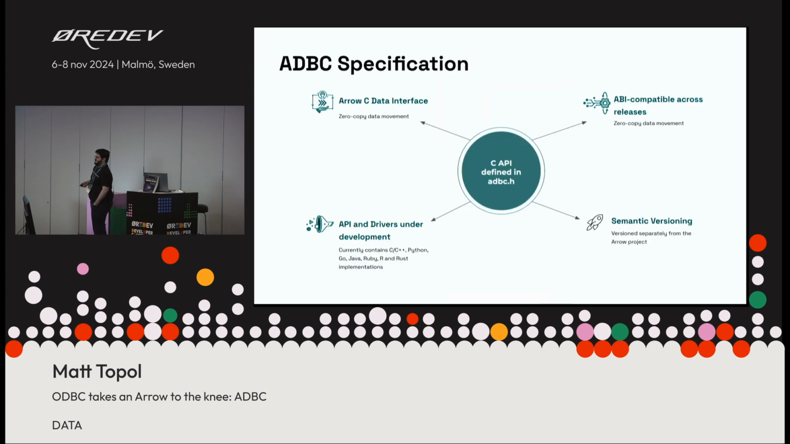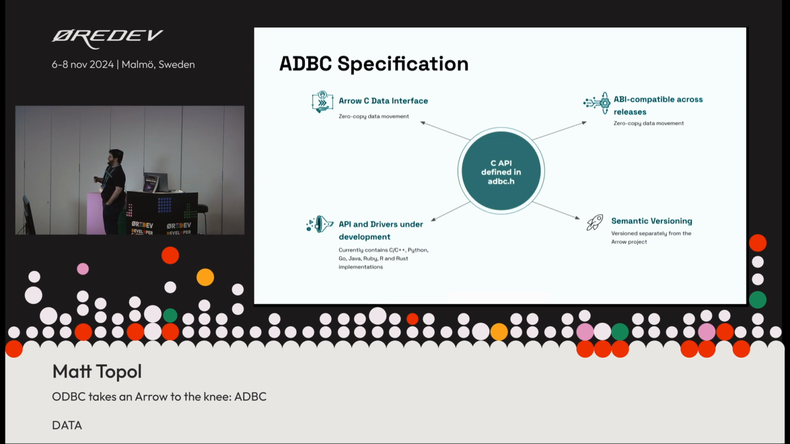ADBC is a spec. It's an API. It's a header file. That's the entire thing, and then a bunch of libraries built around it. Because like ODBC and JDBC, it's an API that drivers implement. Applications build against the API, drivers implement the API. And we have various ways of enabling new drivers. We have some simple SDKs to help people build new drivers, and we distribute packages for the drivers so that you can dynamically load them in the system as you go.